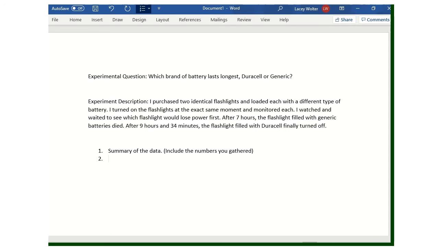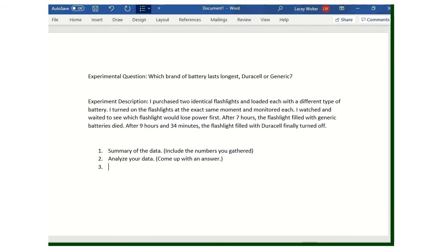Step number 2 would be you actually need to analyze your data, meaning you need to come up with an answer, right? Like, Duracell, I'm looking at this, Duracell lasted 9 hours and 34 minutes. The generic lasted 7. So basically, after looking at my data, the answer to my question, again, which one would last the longest, is that Duracell would last the longest. So you actually need to answer your question, okay?